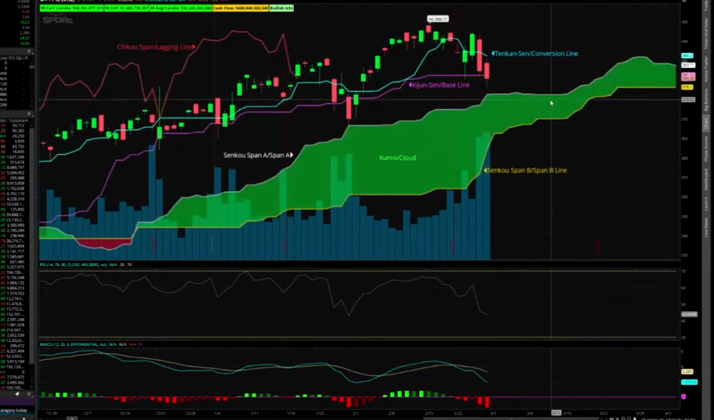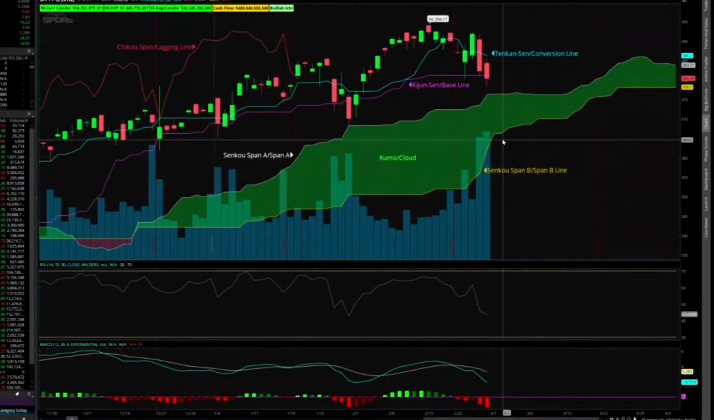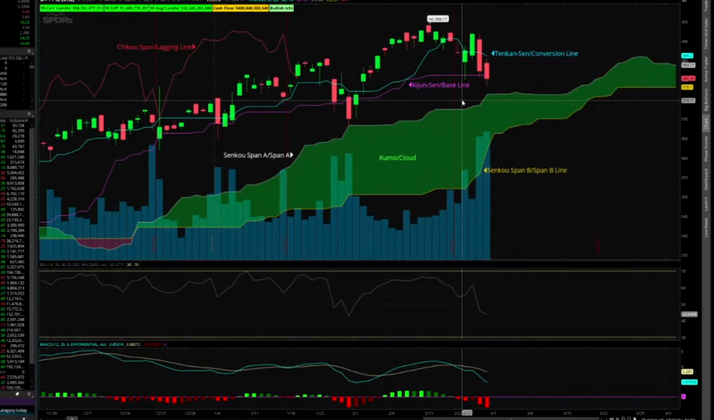The Kijun-sen baseline is a moving average that's created by adding the highest and lowest prices of the stock over a 26 candle period, so using the last 26 candles, and then adding that together, then dividing by 2. This line is used to help you identify the midpoint of a stock, as well as to gauge the short-term to mid-term support and resistance. If the share price is above the Kijun line, then that indicates the price of the stock is above the midpoint.